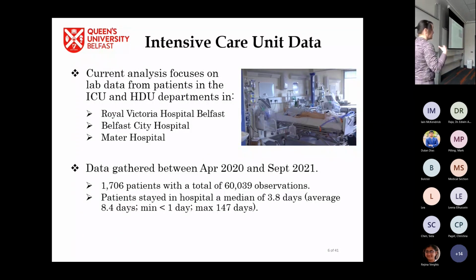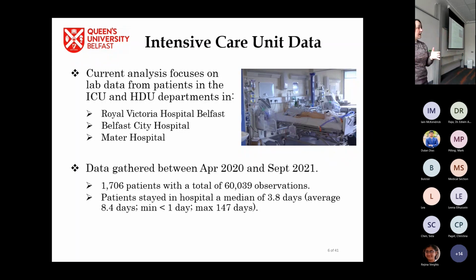Now, what I'm going to focus on in this talk is just initial analysis that I'm doing to get an idea of what's in the data and what we can do with the data set, and how that then relates back to the research that I look at. So we're going to focus initially on the lab data that we're gathering within this database for individuals who have been going into the ICU departments or HDU departments in 3 locations in Northern Ireland. That's the Royal Victoria Hospital, Belfast City Hospital, and then the Mater Hospital as well.